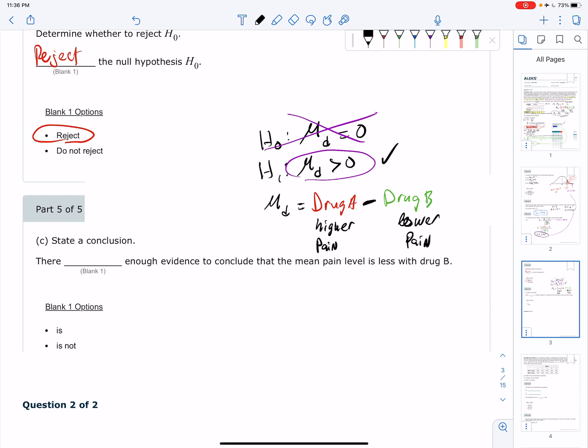So really, all they wanted to know is whether there is enough evidence to conclude something. This is where we get into the details we want. There is enough evidence to conclude that the mean pain level is less with drug B. And that's what we just said: it's lower. Okay, let's go on to the next one.